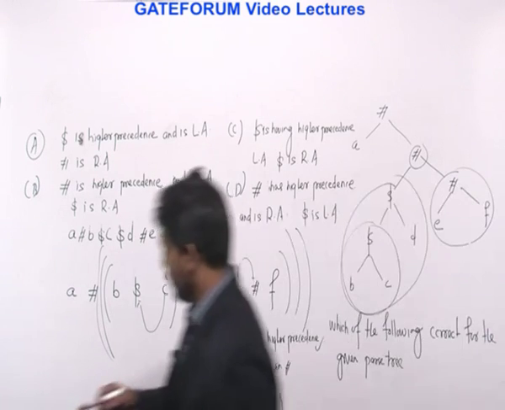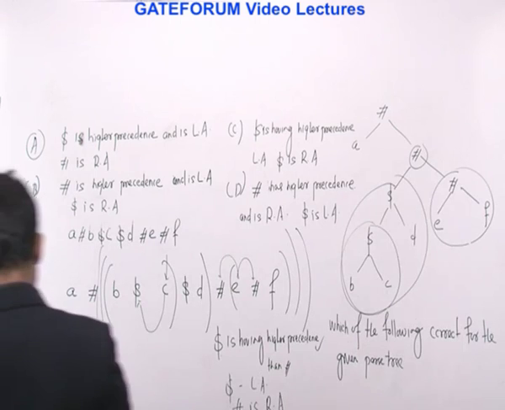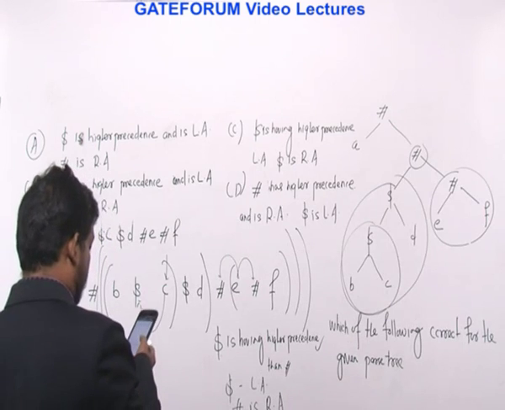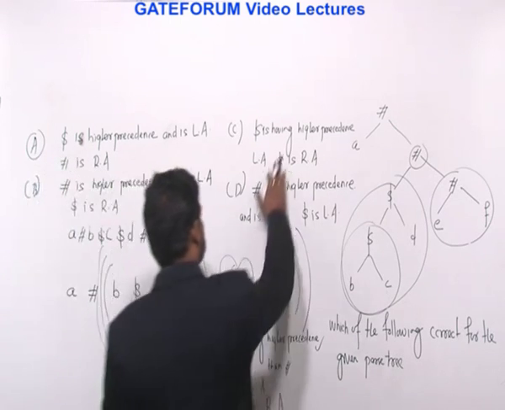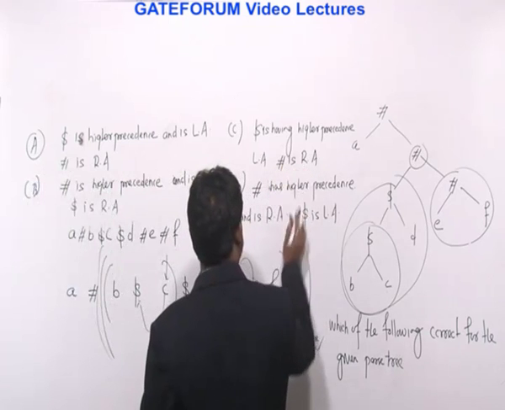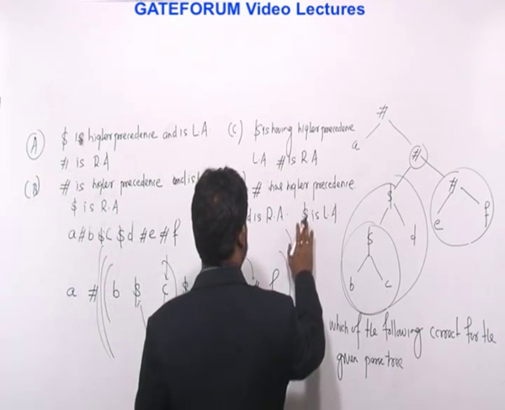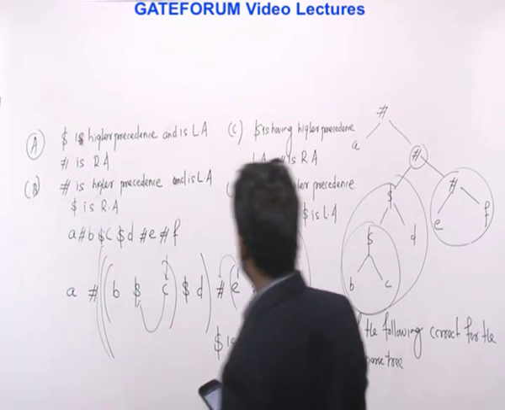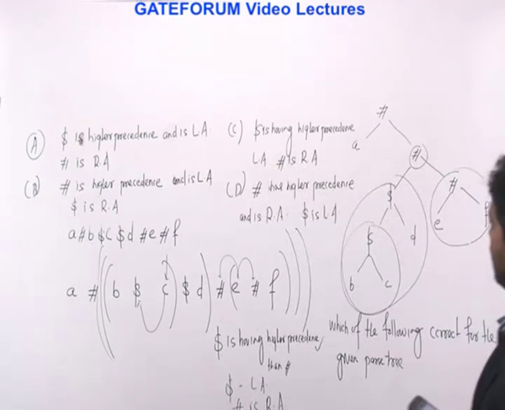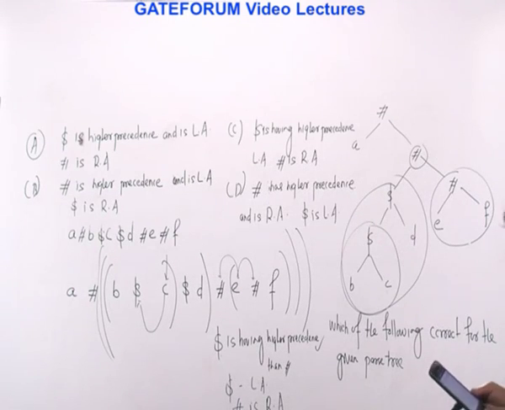Did I mess up with some options? Dollar is having higher precedence. Yes, here it is, hash. So which option is matching? Dollar is having higher precedence and left associative, and hash is right associative. Option A is: dollar is having higher precedence and left associative, and hash is right associative.